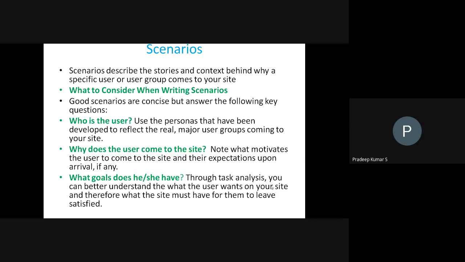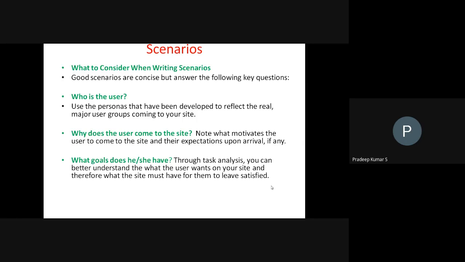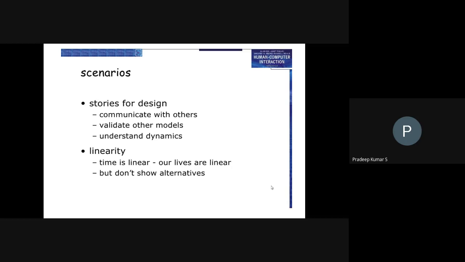In order to understand the scenario, I put up the slide. But the main concept you have to remember: a scenario describes the story and context behind why a specific user or user group comes to your site. That is what I told about writing a scenario. The scenario is used for stories for design, to communicate with others, validate other models, understand dynamics.